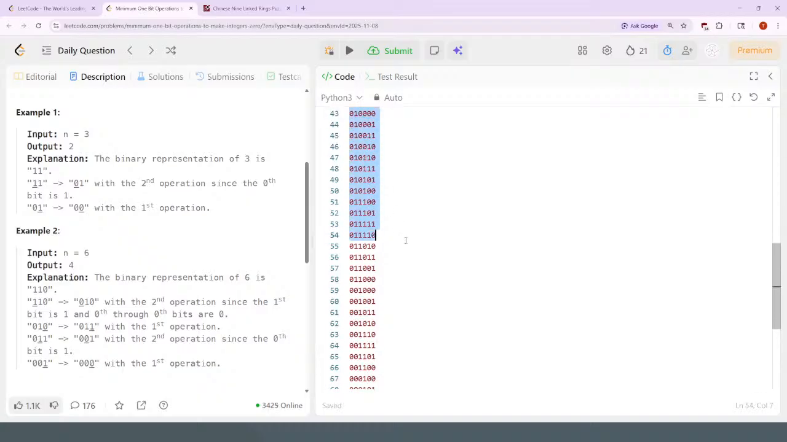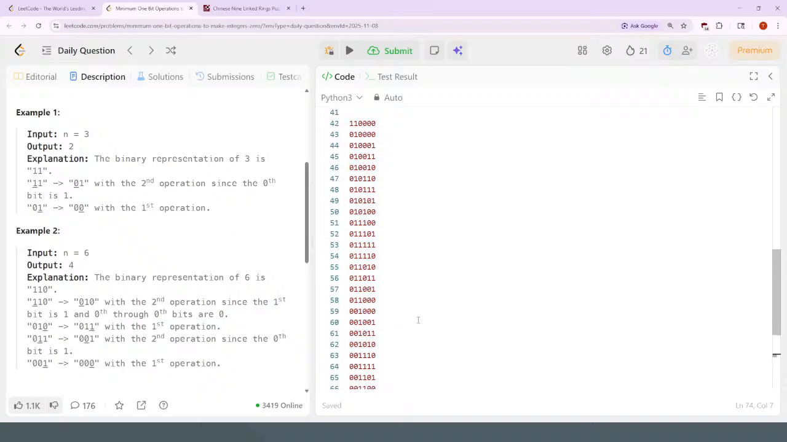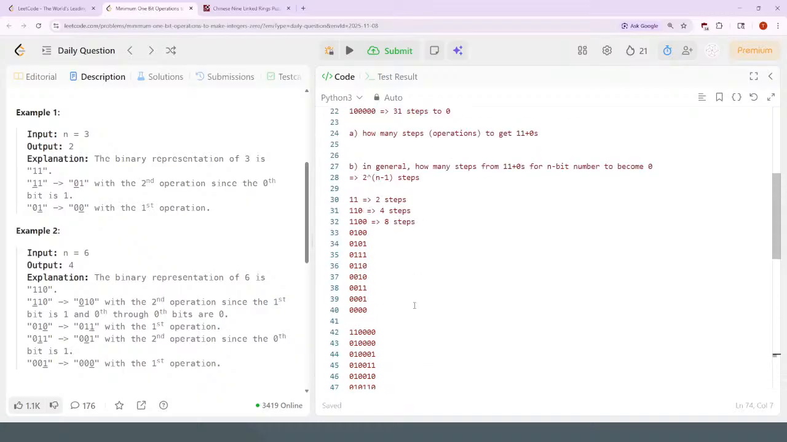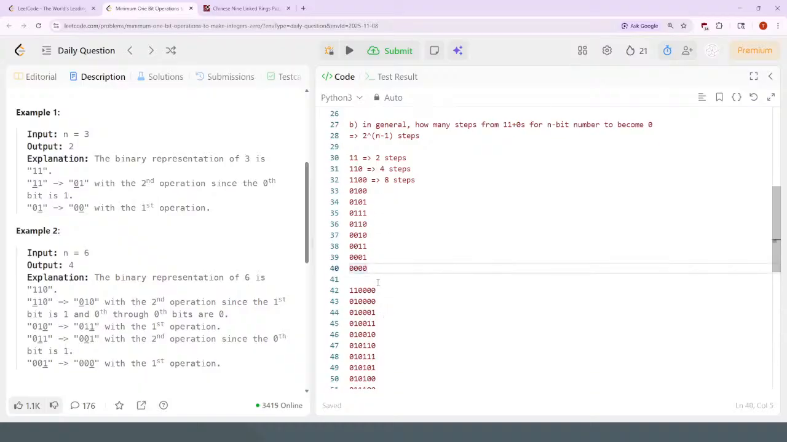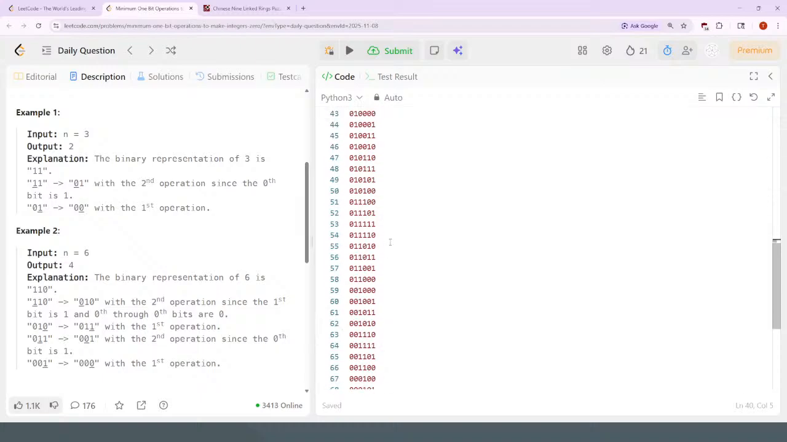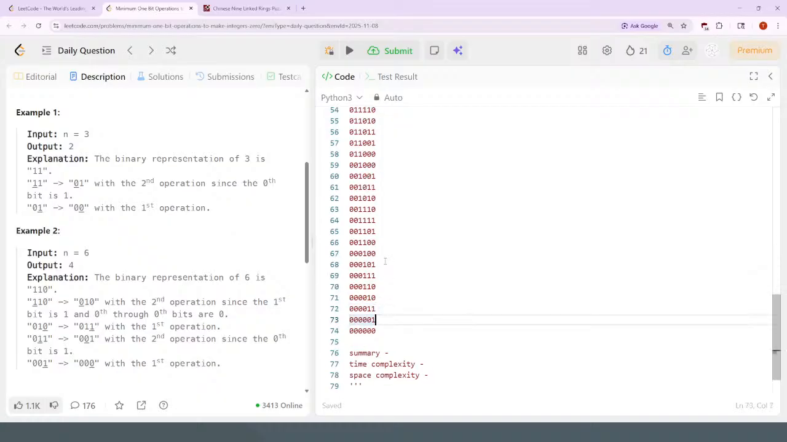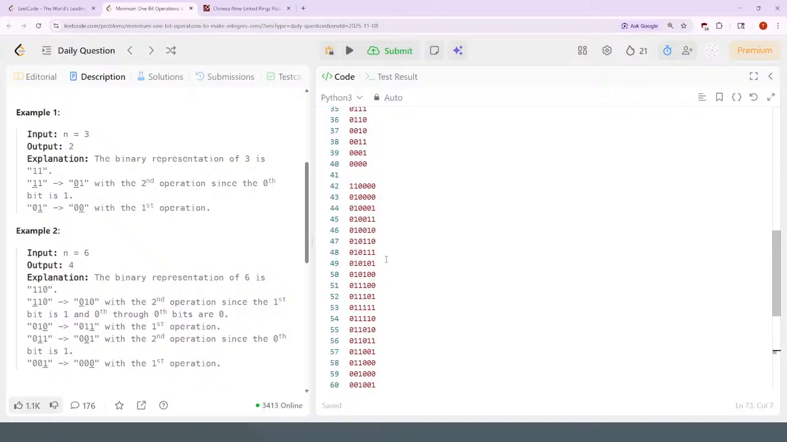Line 42 to line 74, so it's 32 steps. 32 steps. Did I skip it? Yeah, I went from 4 to 6. Yeah, so 8, 16, 32 steps. What is the pattern? It's not quite counting binary. Pretty darn close though.